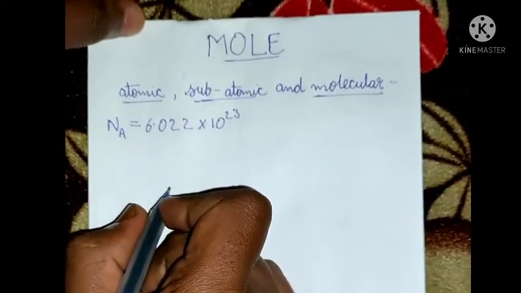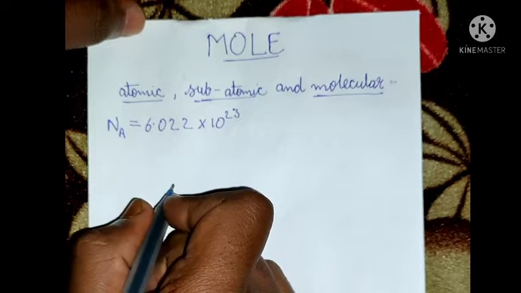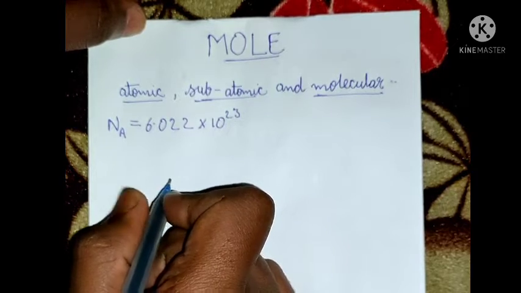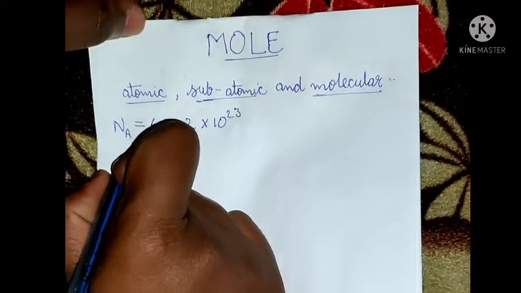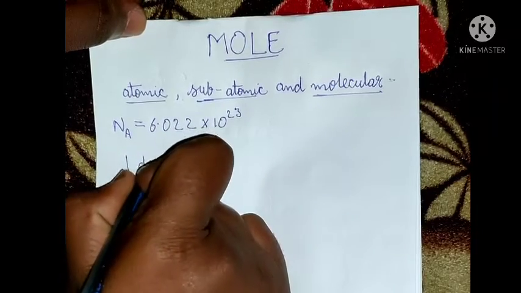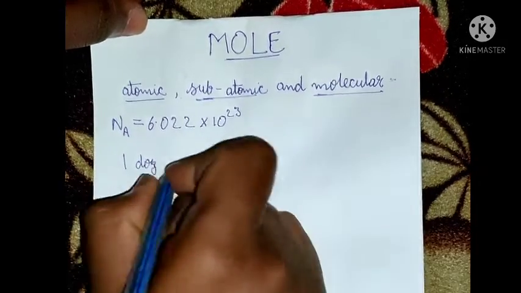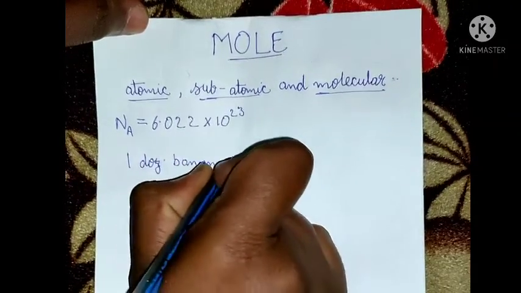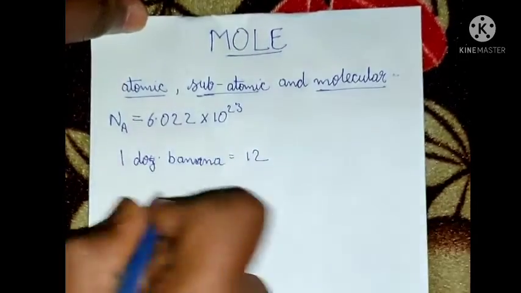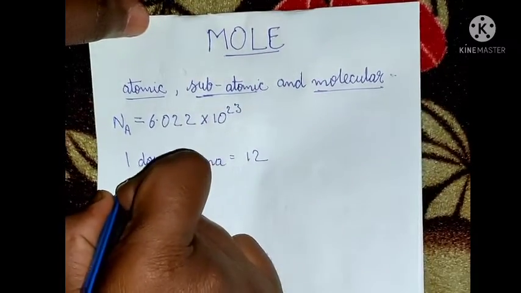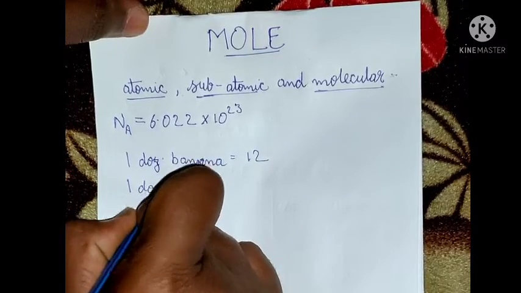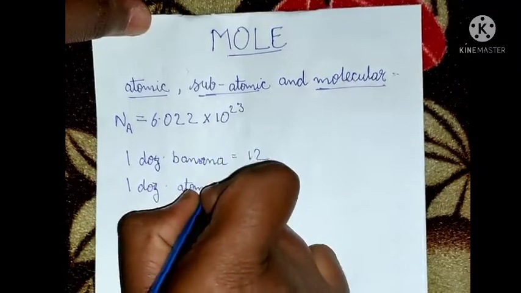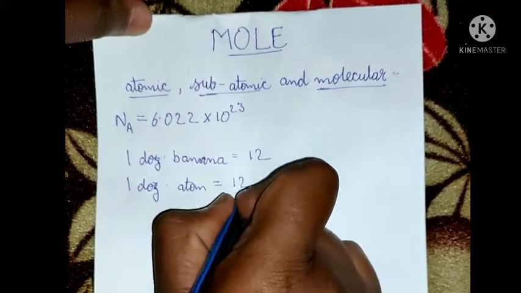Okay, now let's understand this with a simple example. We know that dozen is also a counting unit, which means grouping of 12. So if I say that I have 1 dozen banana, then what does it mean? It simply means that I have 12 bananas. Similarly, if I say that I have 1 dozen atoms, then what does it mean? It also means that I have 12 atoms.